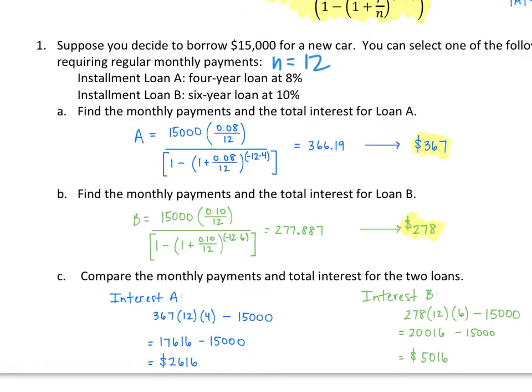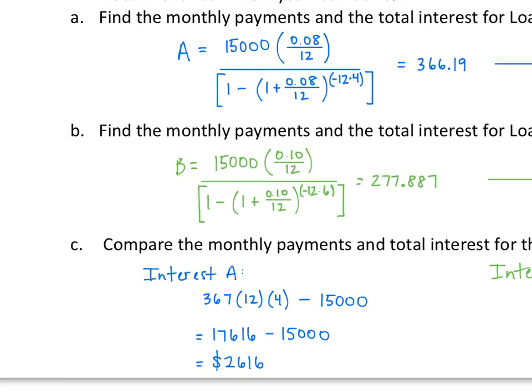So how do we determine the interest? Well, the interest is our monthly payment times N, how many payments we're making per year, times the number of years that we're paying off this loan. In loan A, we have $367 as our monthly payment. We're making that payment 12 times a year for 4 years. Then we have to subtract the actual loan amount, what we're borrowing. In this case, it's $15,000.